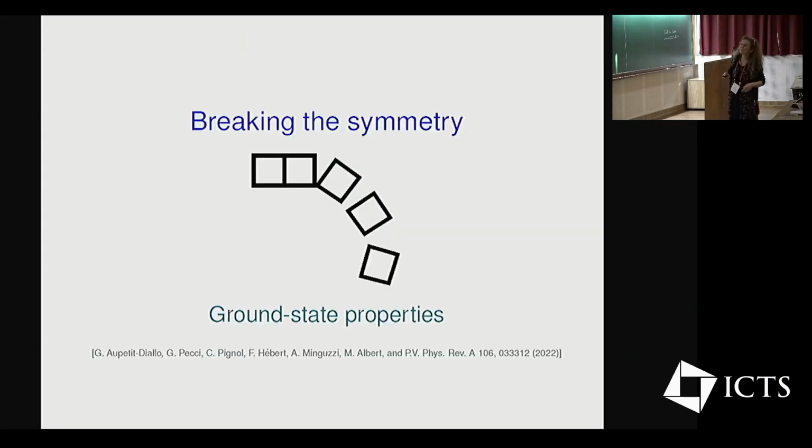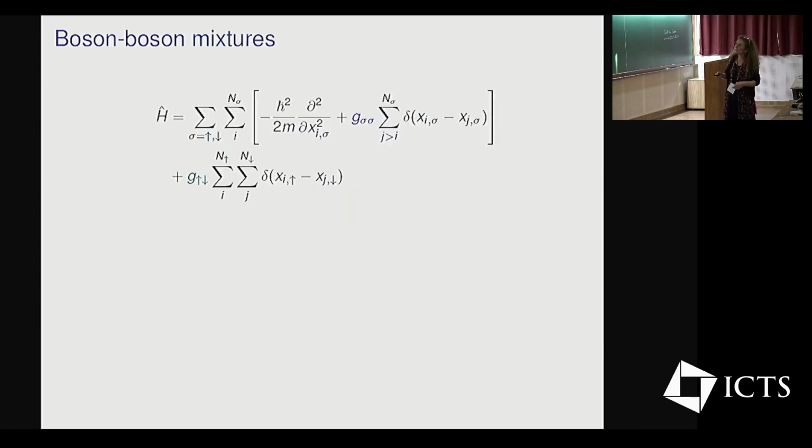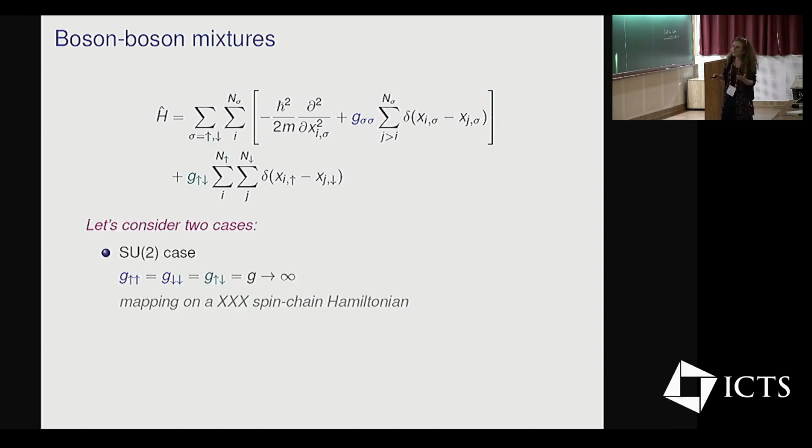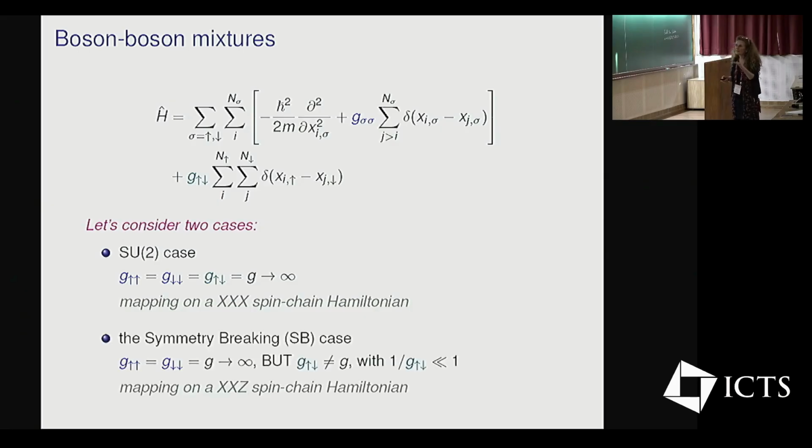So now what happens if I break the symmetry? The way to break the symmetry is, for instance, for bosons, to take two different values for the intra-species interaction strength and the interspecies interaction strength. If the two are equal, I have an SU2 situation, in which, where the interaction is large, my effective Hamiltonian can be mapped onto the XX spin chain Hamiltonian. And when I break the symmetry, by putting a different interspecies interaction strength, my effective Hamiltonian, this is for the spin chain guys, can be mapped onto the XXZ Hamiltonian.